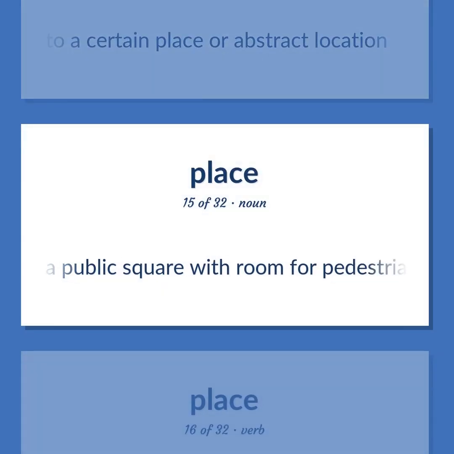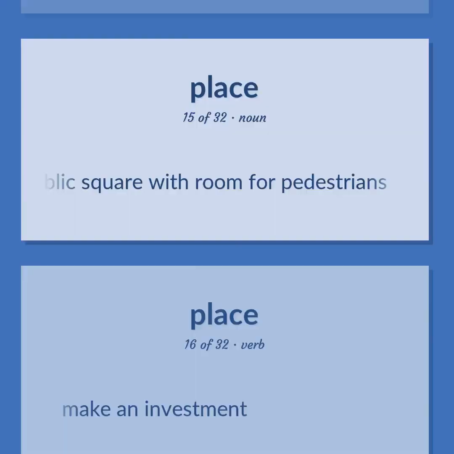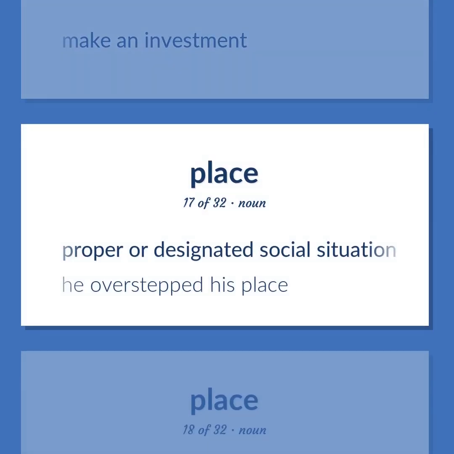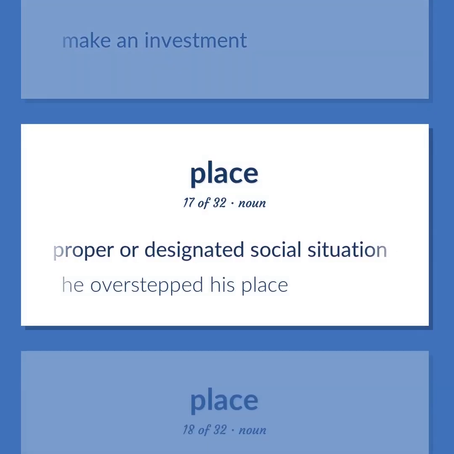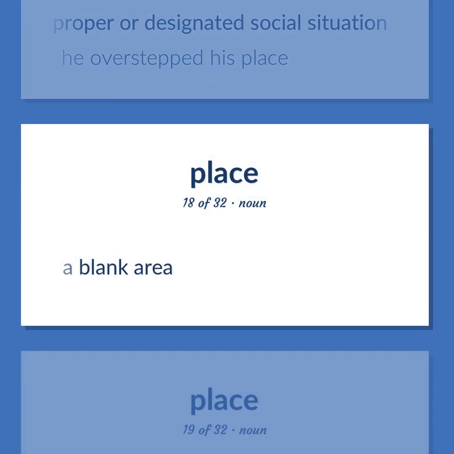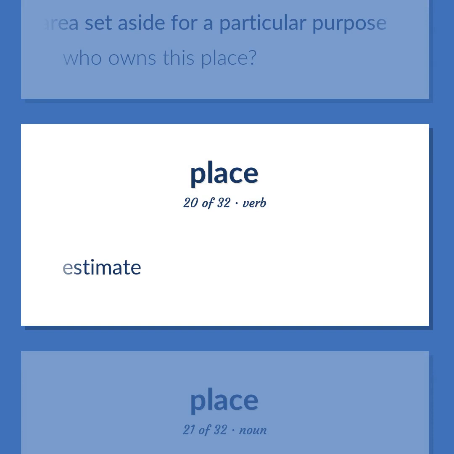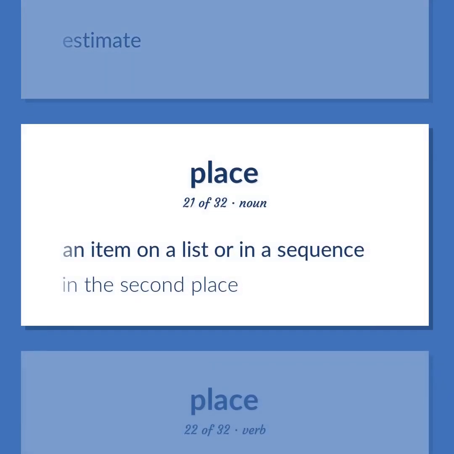A public square with room for pedestrians. Make an investment. Proper or designated social situation. He overstepped his place. A blank area. Any area set aside for a particular purpose. Who owns this place? Estimate. An item on a list or in a sequence. In the second place.